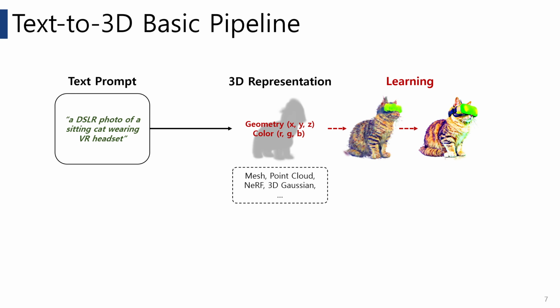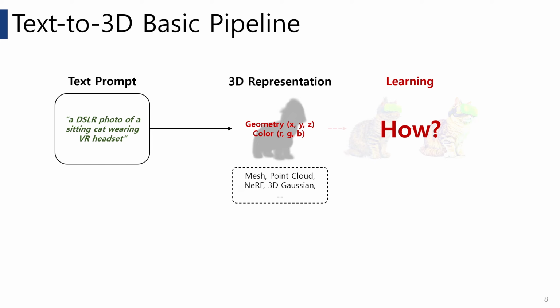So, to make the 3D representation match the appearance described by the text prompt, you need to train the parameters of the elements or functions that define geometry and color. The goal here isn't to reconstruct something that already exists in reality. Instead, it's about creating entirely new, imaginative 3D models like a cat wearing a VR headset based purely on text.